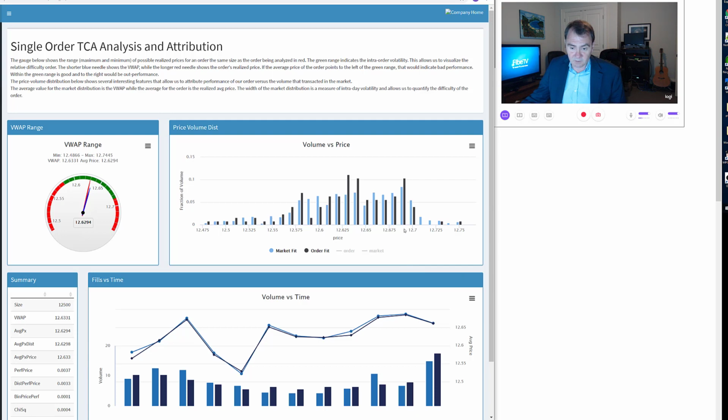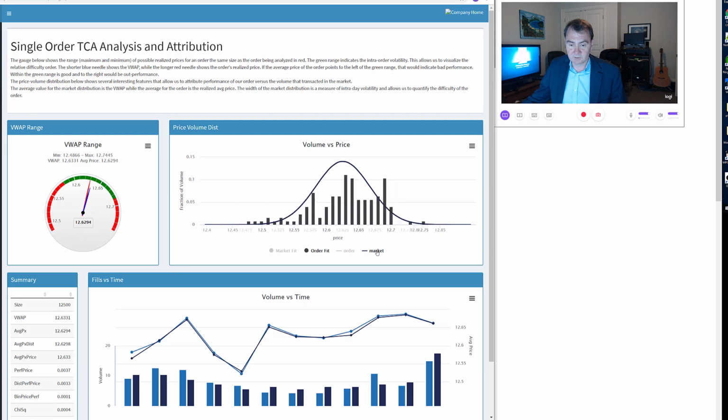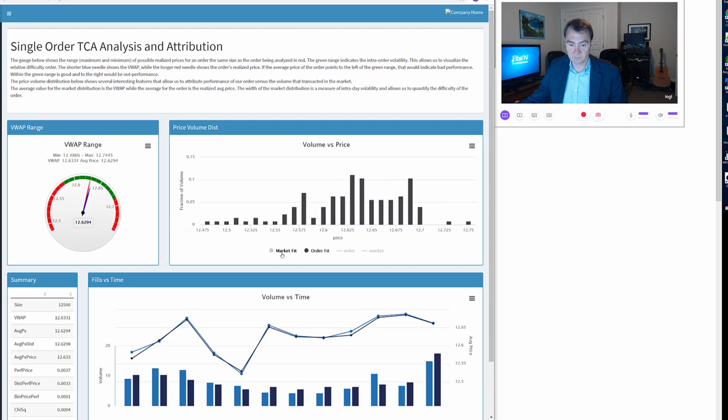But then over here at $12.69, we traded a reasonable amount more, and that's not a good thing. So we could do that for every bar, and we could add it up, and we can see where our underperformance comes from. Okay. So if we turn off the market and just fit a Gaussian here, the peak is going to be actually the average price of our order. So turn that off for a second.